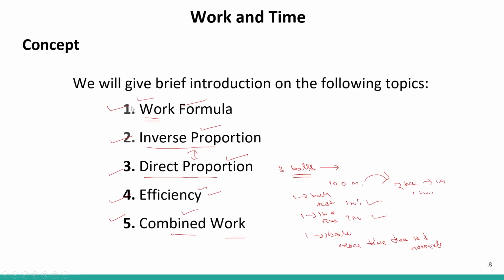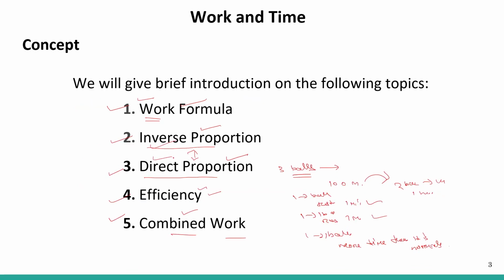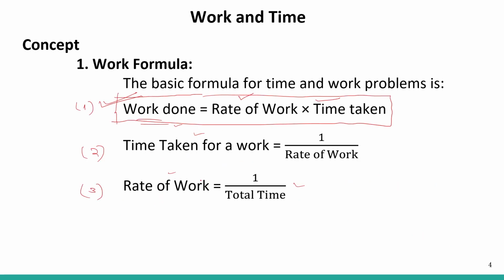So we have learned till now what the work formula is. What is inverse proportion? What is direct proportion? How are they related? We have learned efficiency and combined work. So let's revise all the important formulas. Work done is equal to rate of work into time taken. Time taken for a work is equal to 1 by rate of work. The rate of work is equal to 1 by time.